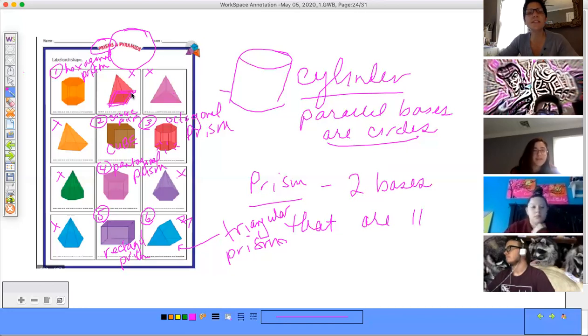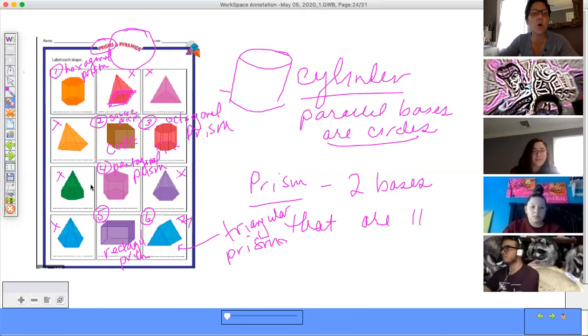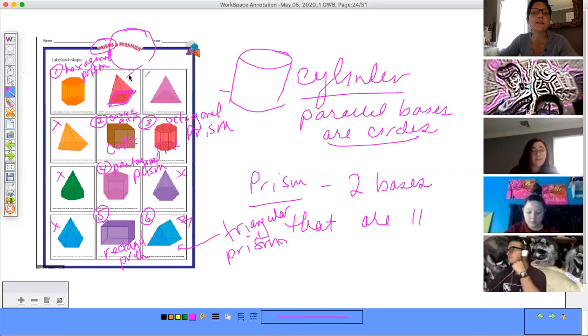Square. Well, this is a what? What family does this fall under, sweetheart? We said that these are all considered prisms, but these that I have marked with X's are all called pyramids, and we name them based on the shape of their base.